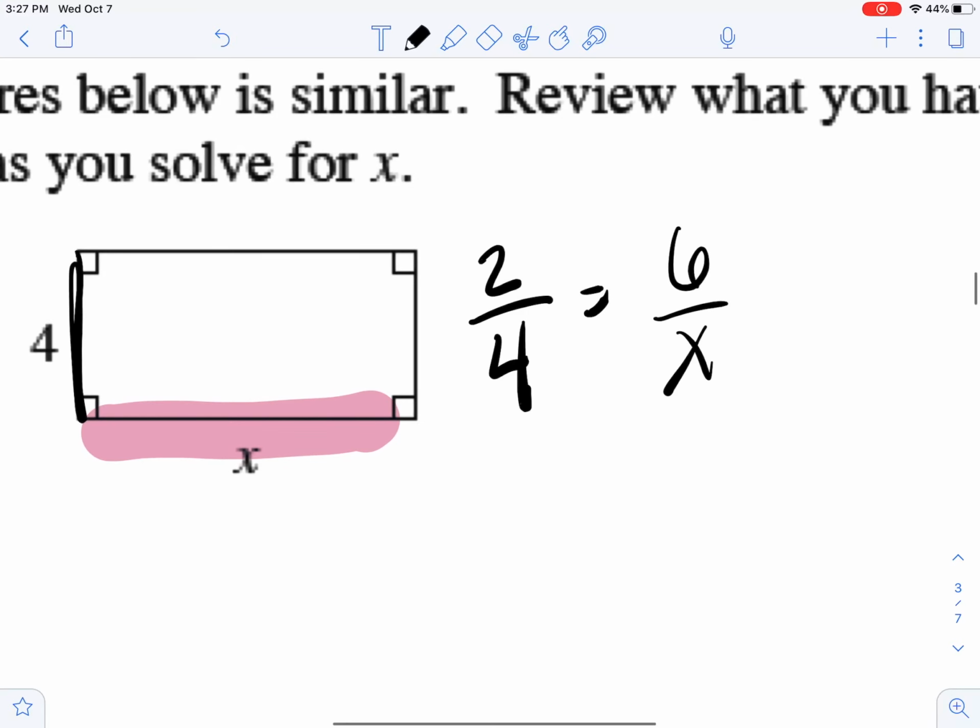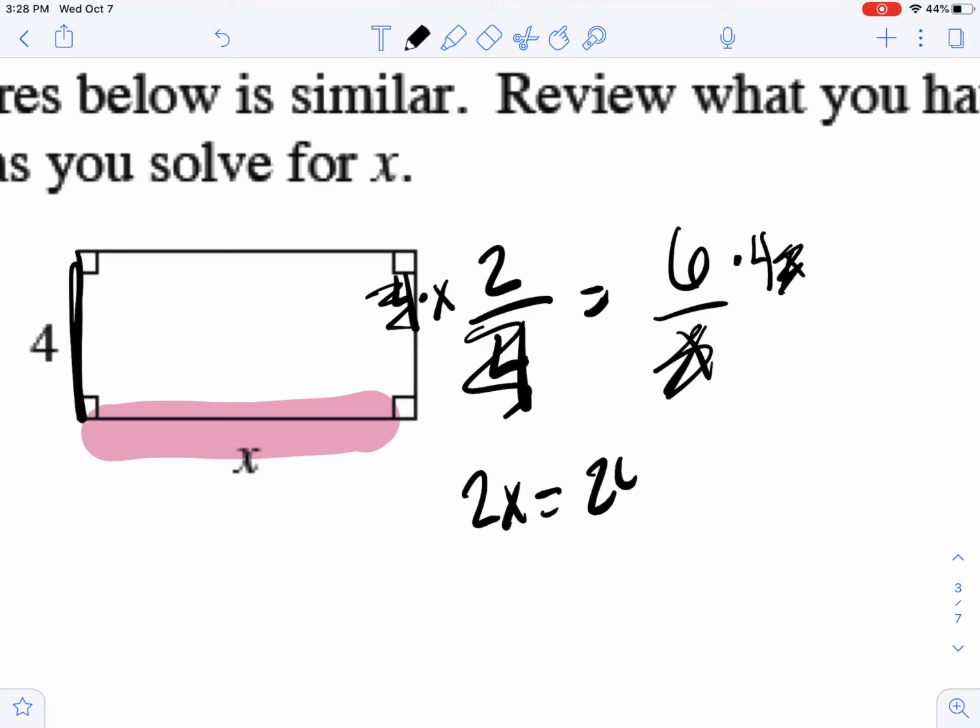This gives me a proportion that I'm going to solve. I'm going to multiply both sides by the denominators. This is the fraction buster method. Okay, and then these x's cancel here, the 4's cancel here, and I'm left with 2x is 24, which means x is 12.